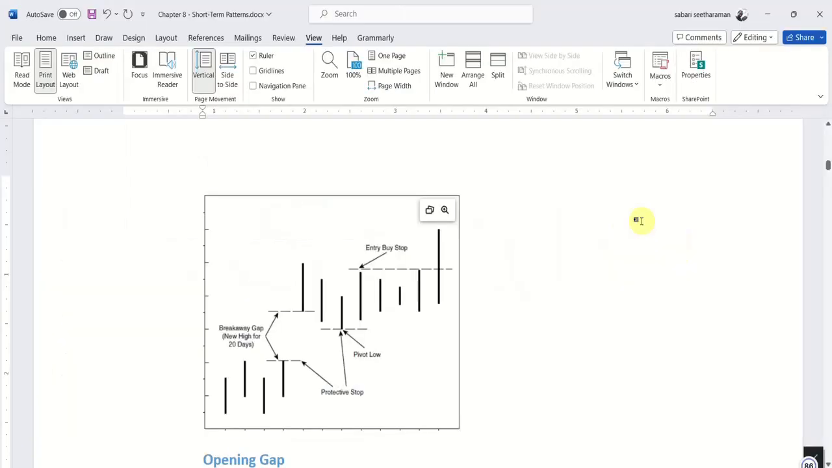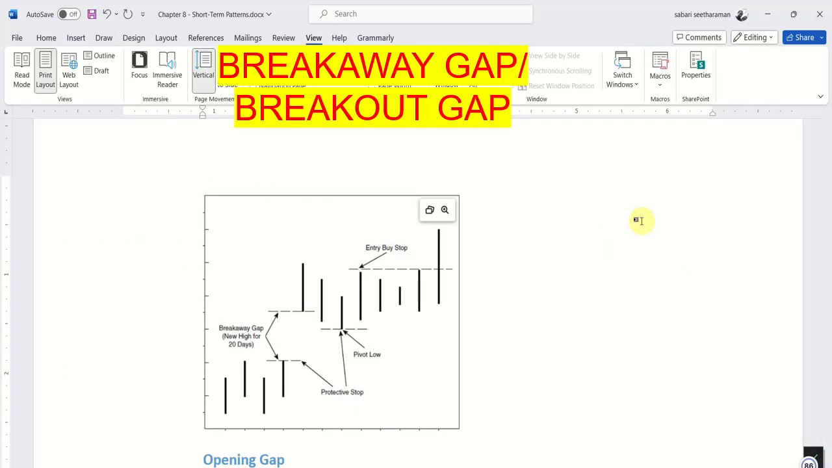We are going to discuss different kinds of gaps. One such gap is the breakaway gap or breakout gap. It's a profitable gap. We'll see with an example. It basically occurs at the beginning of a trend. It occurs when price suddenly breaks through a formation boundary and a major change in trend direction begins.